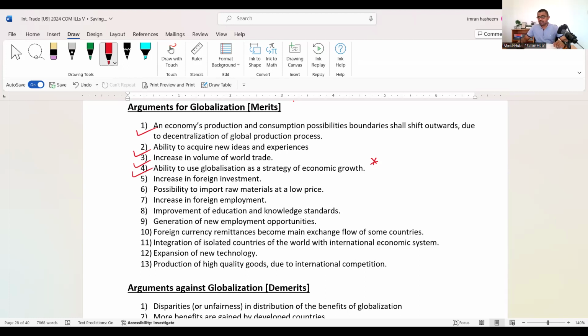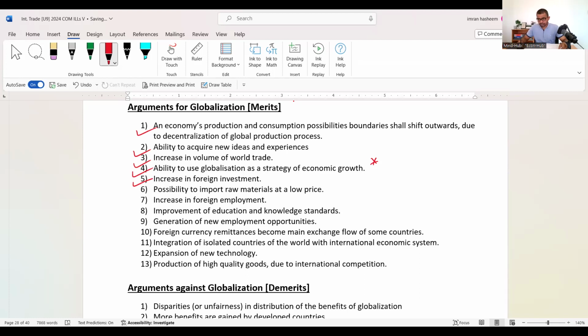Increase in foreign investments, because when you open up your economy and start dealing with the world, it's a more attractive environment for foreign direct investors.